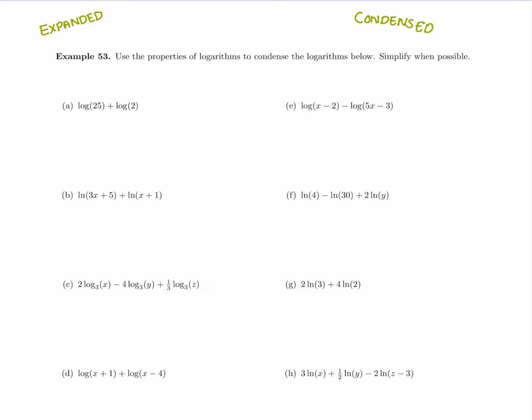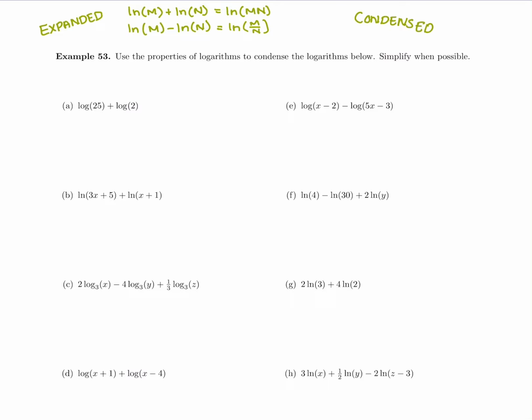So something expanded would be ln of m plus ln of n. If you have addition, you want to rewrite that as being multiplication on the inside. So you would multiply m times n all inside one log. If you have ln of m minus ln of n, if you have any subtraction, anything subtracted goes in the denominator. So ln of m divided by n.